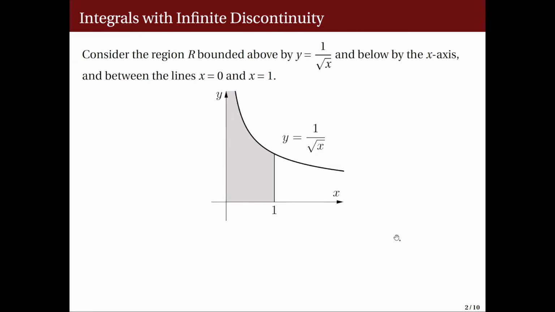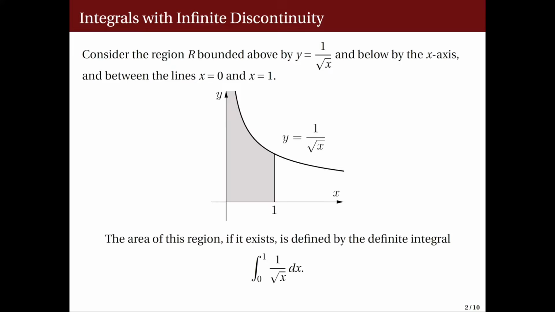What is the area of this region, if the area is finite? Well, intuitively, as a definite integral, we can say that the area of this region is the integral of 1 over the square root of x, evaluated from 0 to 1. However, we cannot evaluate this definite integral using the fundamental theorem of calculus because the integrand has a discontinuity at x equal to 0, from the right of 0. So how do we make sense of this integral?